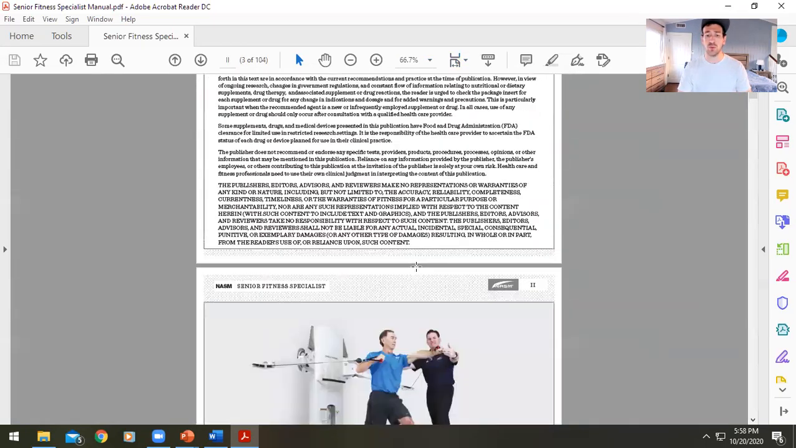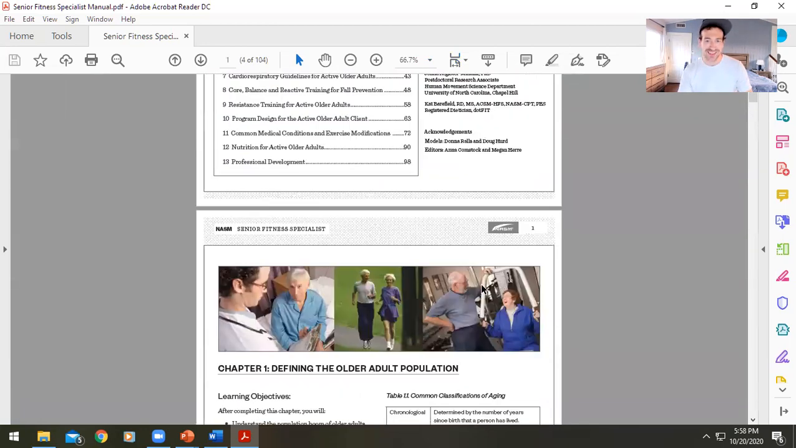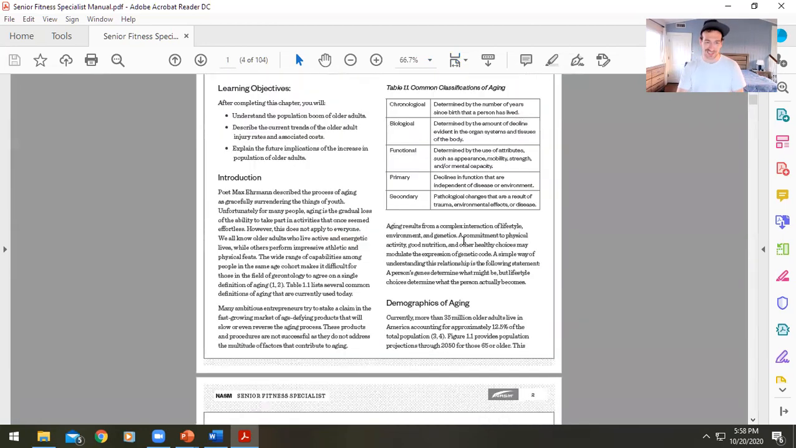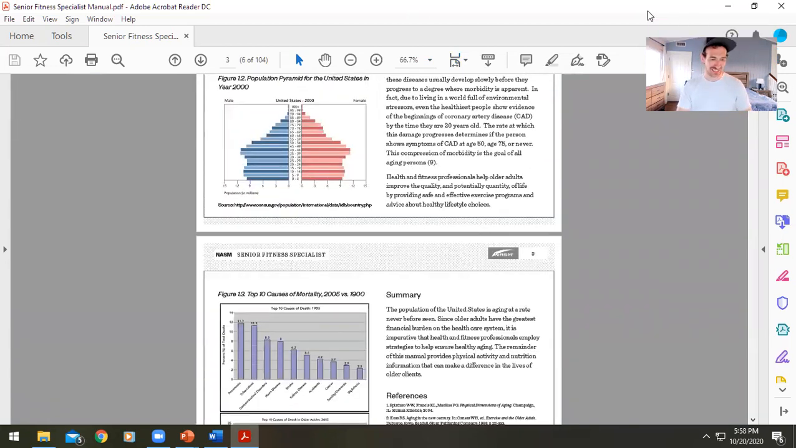So this is the manual we're going to be working out of, and we're going to go ahead and dive into this first chapter. And I say chapter with quotations because it's literally, what, 3 pages? So let's take a look at it, shall we?